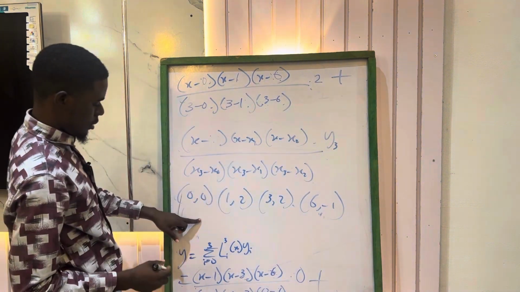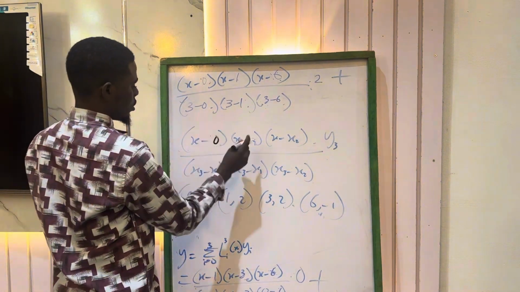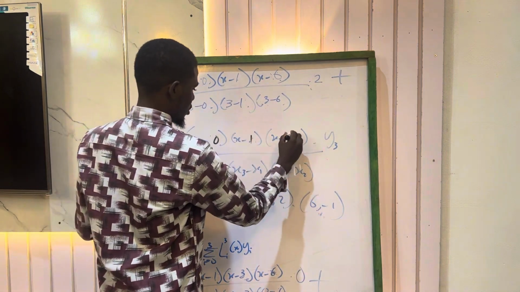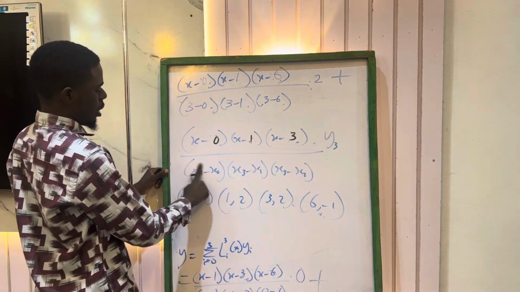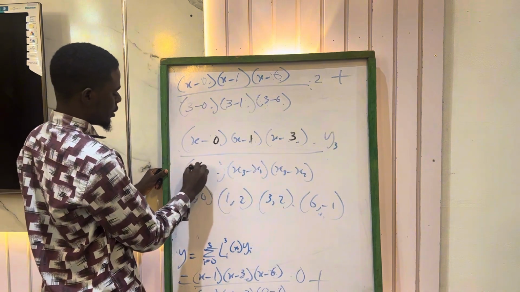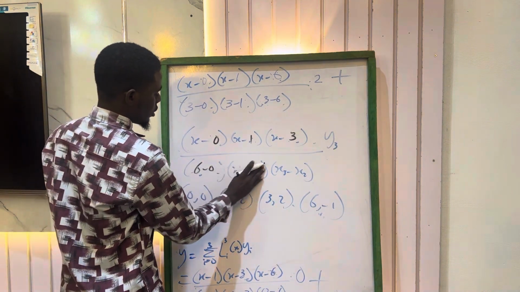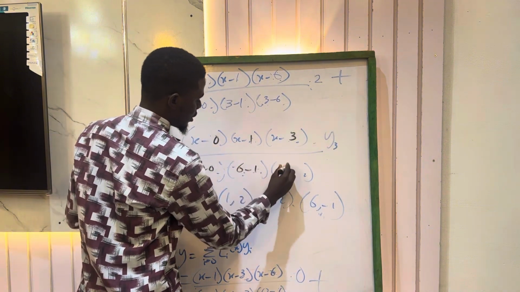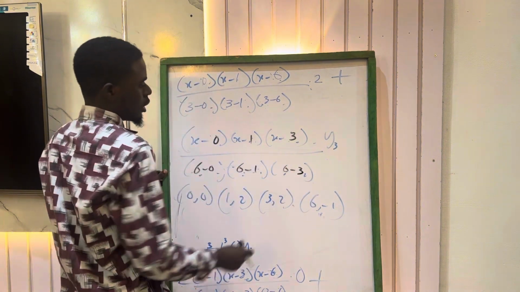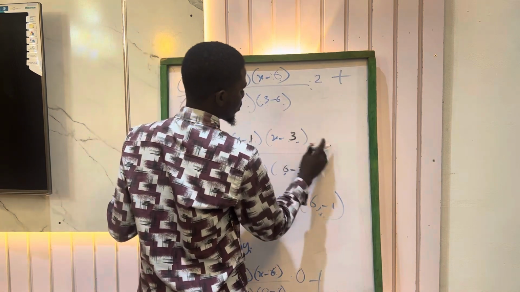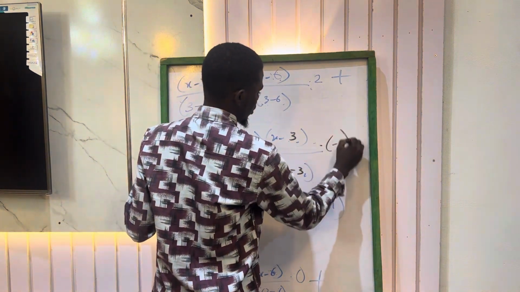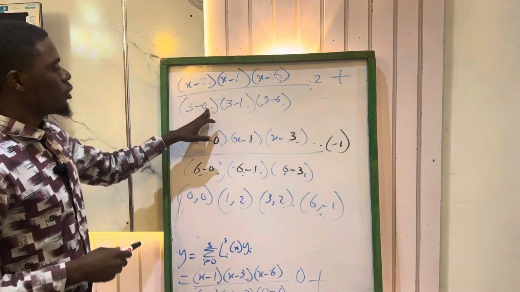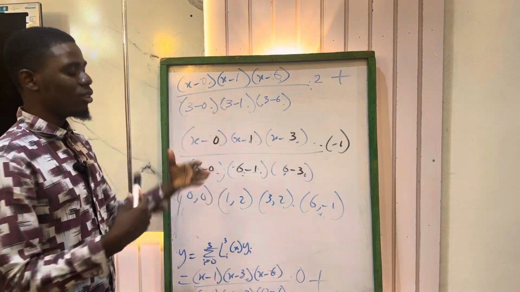Then to the last term, our x0 here is 0, our x1 is 1, our x2 is 3, and our x3 is 6. So we're going to have 6 minus 0, 6 minus 1, and 6 minus 3, then all multiplied by minus 1. On simplifying this further, you've already gotten your answer.